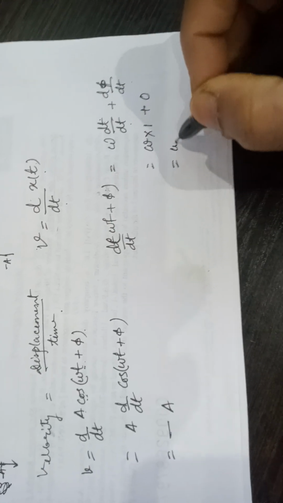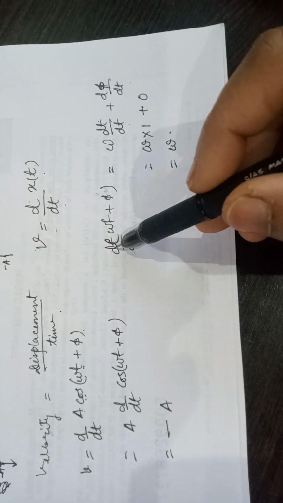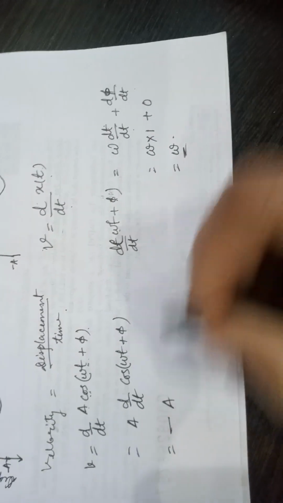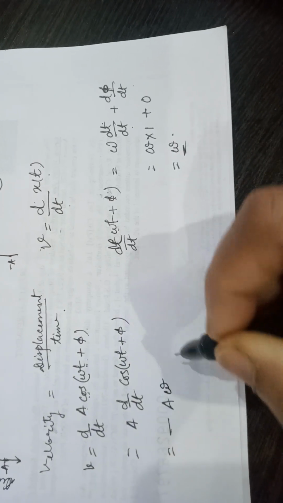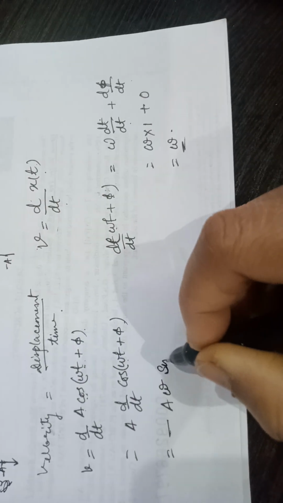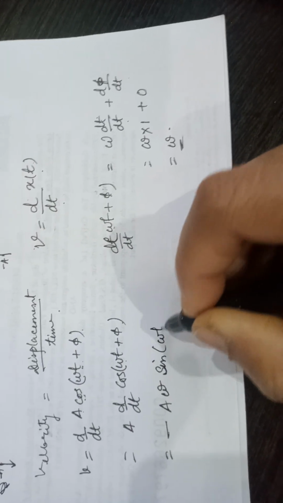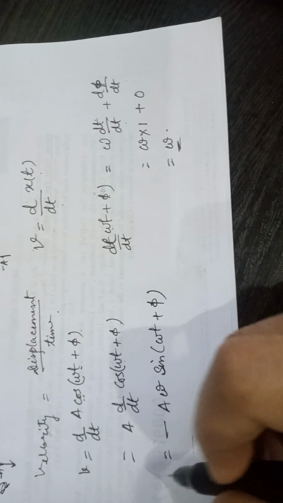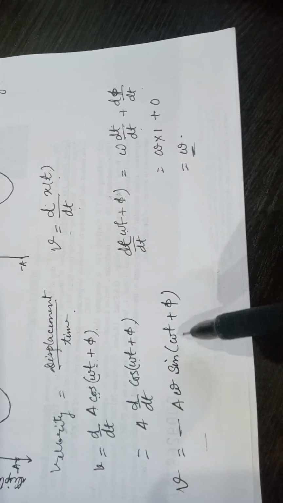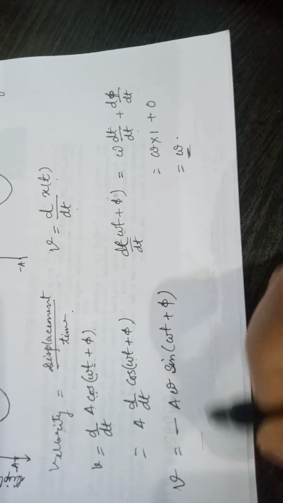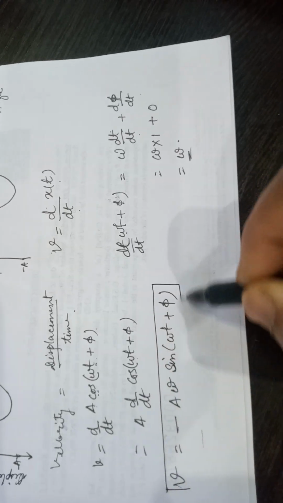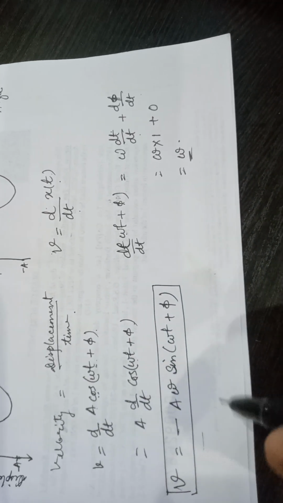So differentiation of (omega t plus phi) becomes omega, so it gives us value omega. And differentiation of cos is minus sine, so sine(omega t plus phi). The expression for velocity is v equal to minus a omega sine(omega t plus phi). This is the final expression for the velocity.